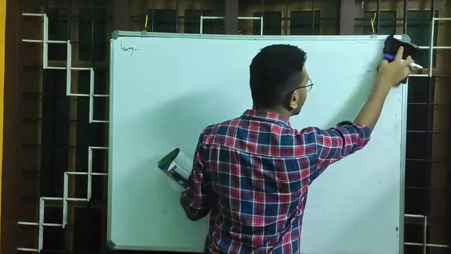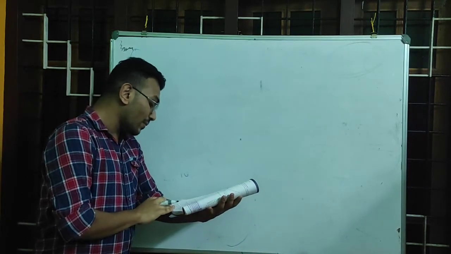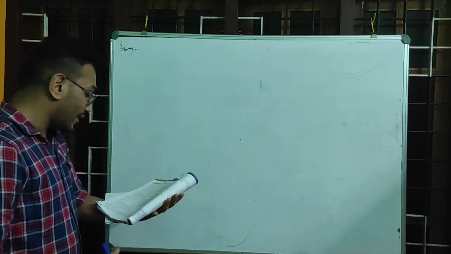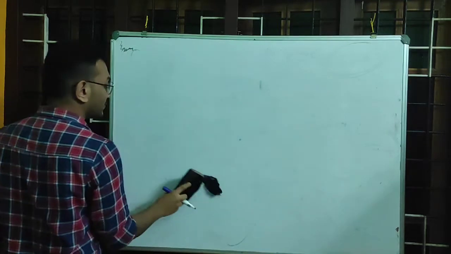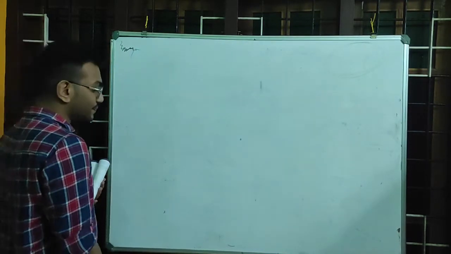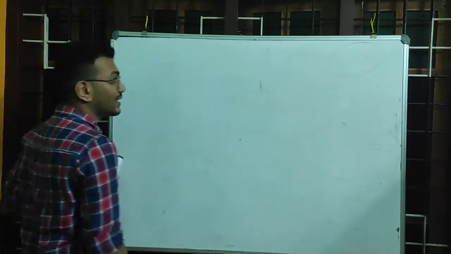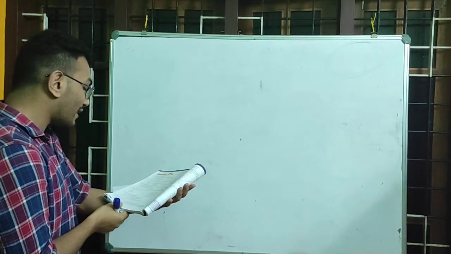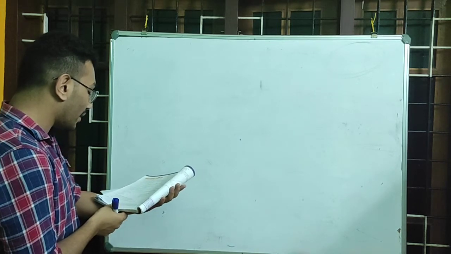What is the second question given? The second question is, a commercial aircraft travels at 900 km per hour. Calculate the distance it travels in 5 hours. So, it is said that a commercial aircraft is traveling at a speed of 900 km per hour.